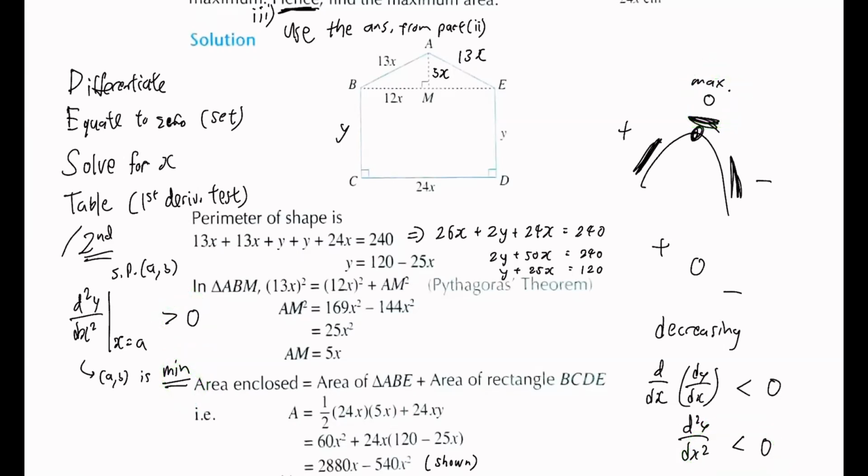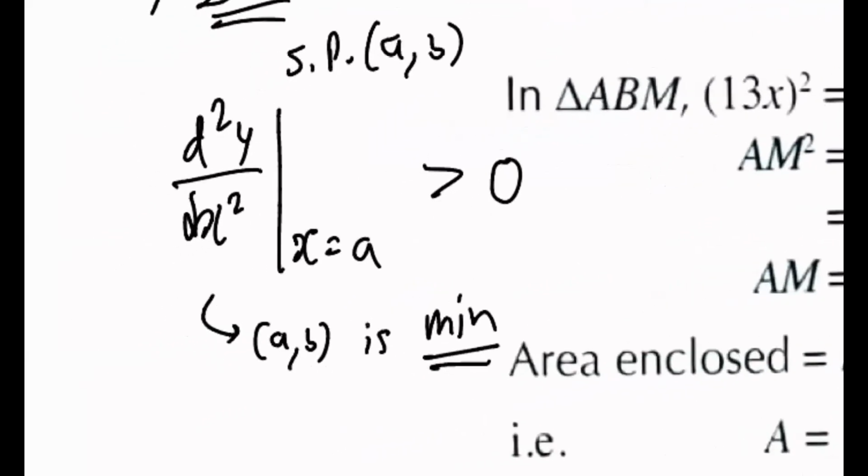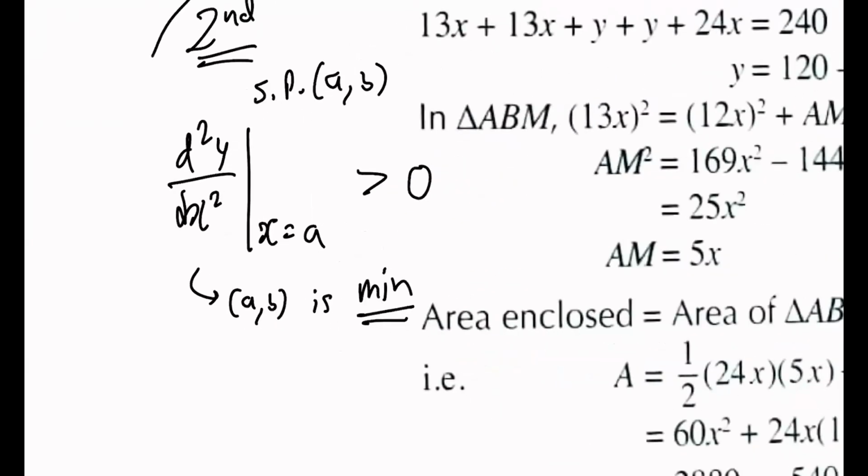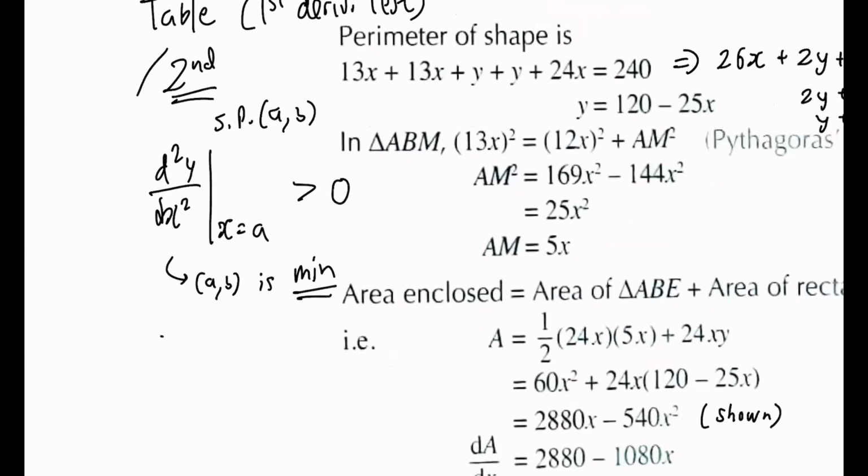So please don't say your first answer was maximum, wrong. Don't think more than means max, wrong. Think opposite. More than 0 means minimum. And of course, let me just write down the other one to remind you. d2y by dx squared, substituting x equals a, where a is the x coordinate of the stationary point, is less than 0, implies that (a, b) is a maximum point.